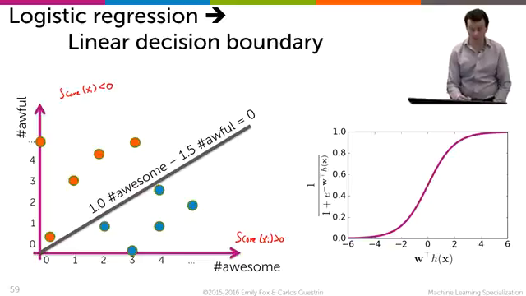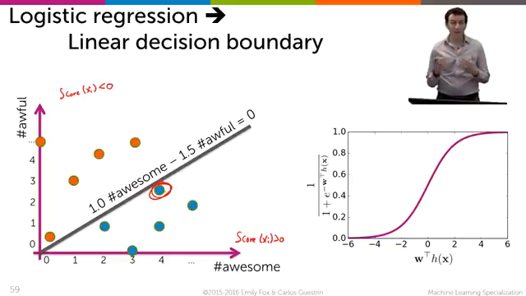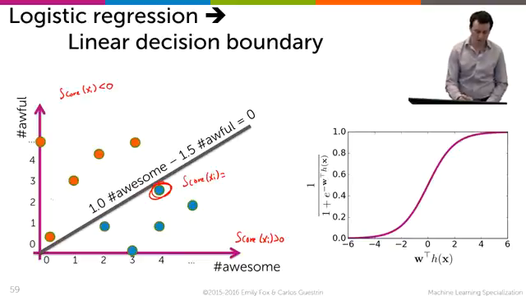If we take this point over here, it's close to the boundary, but it's on the positive side. So we should be outputting probabilities that are greater than 0.5, but not that much greater than 0.5. Let's see what the score looks like for this one. I looked at the score of xi, and we can measure it directly. It has 4 awesomes, so those count as 4, and it has 2 awfuls, so those count as minus 3. So the score is 4 minus 1.5 times 2, which gives you a total of 1.